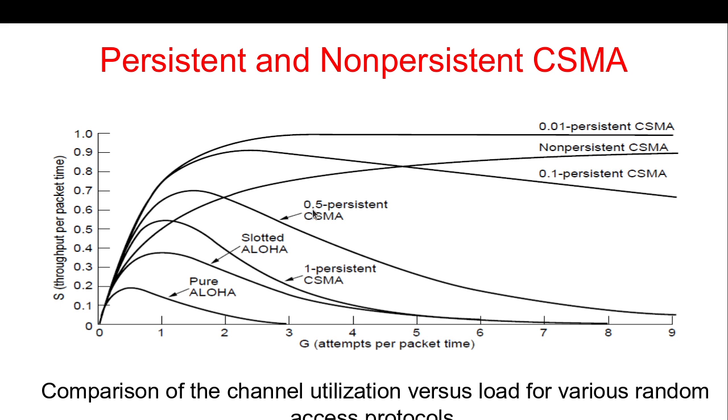Then comes 0.5 persistent CSMA, then 0.1 persistent CSMA, then non-persistent, and the most channel utilization is possible with 0.01 persistent CSMA. Here the figures like 1, 0.5, 0.1 and 0.01 are all the probabilities with which the station will try to send the frame or transmit.